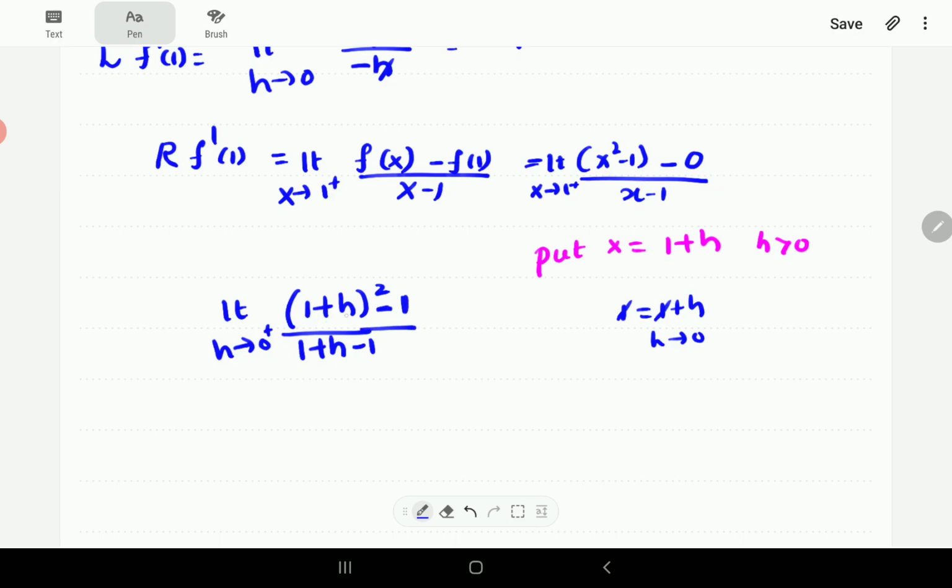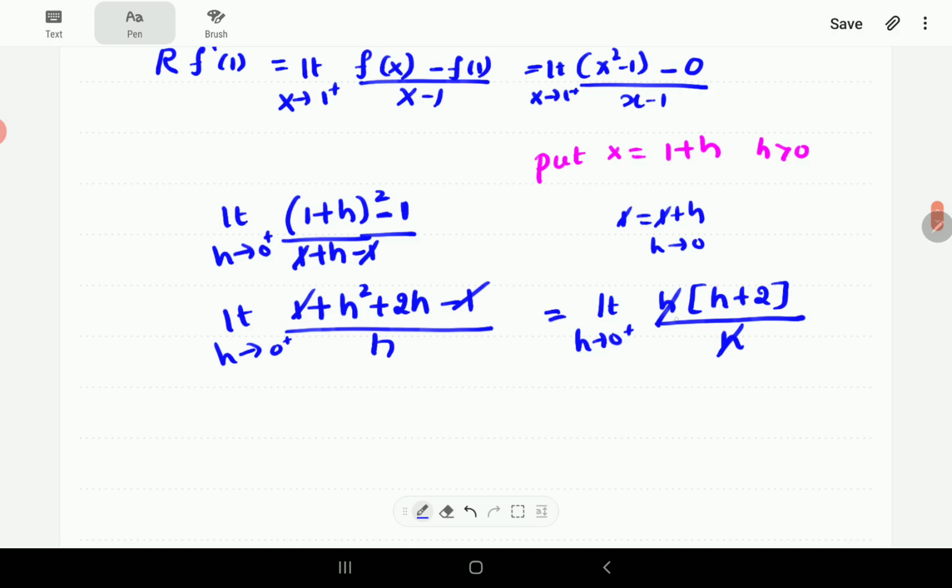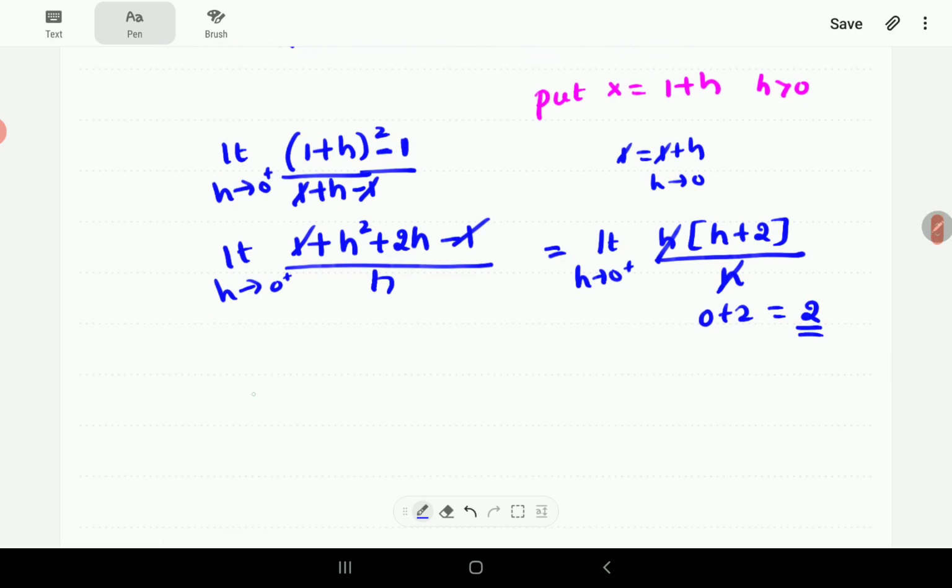So now this is like a plus b the whole square, we can write as a square plus b square plus 2ab, that is 2h, and negative 1 upon h. This is limit as h tends to 0 plus. So this negative 1, positive 1 cancels. So from here we can take h out. If I take h out, this is h plus 2 divided by h. So this cancels here. Now as you see, as h tends to 0, you will get 0 plus 2, which is equal to 2. So here you got your right hand limit, right hand derivative as 2.